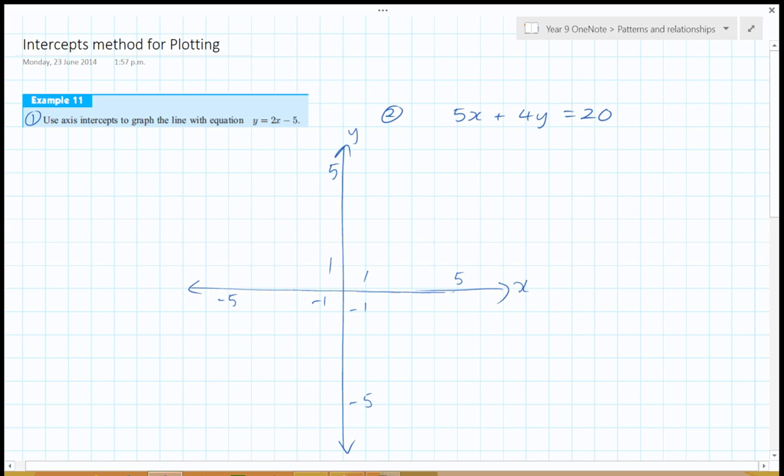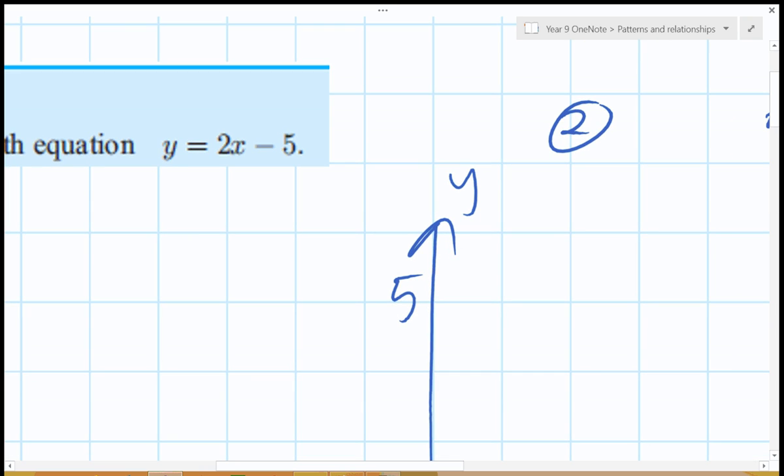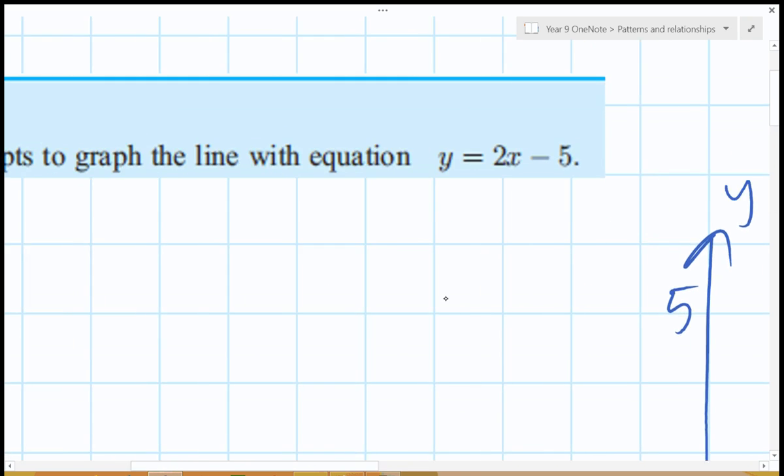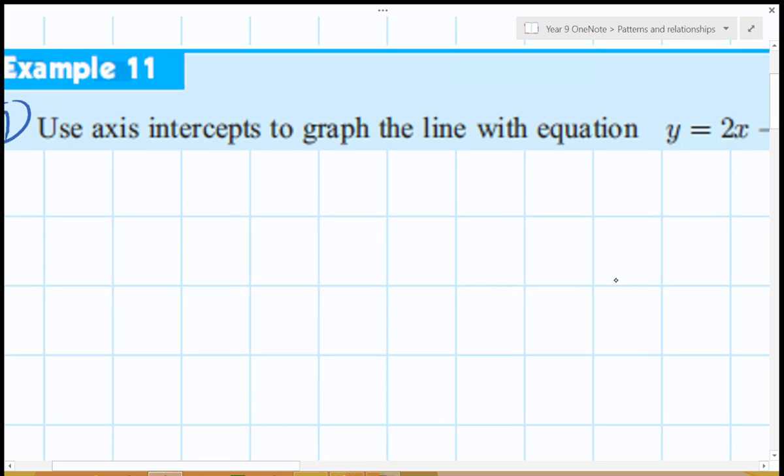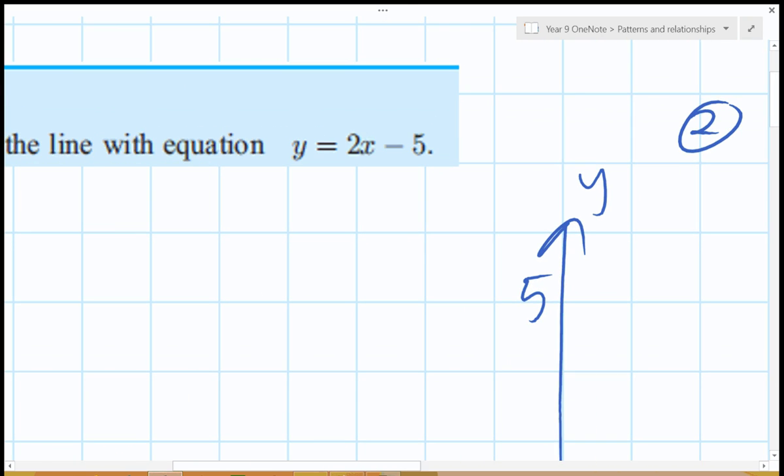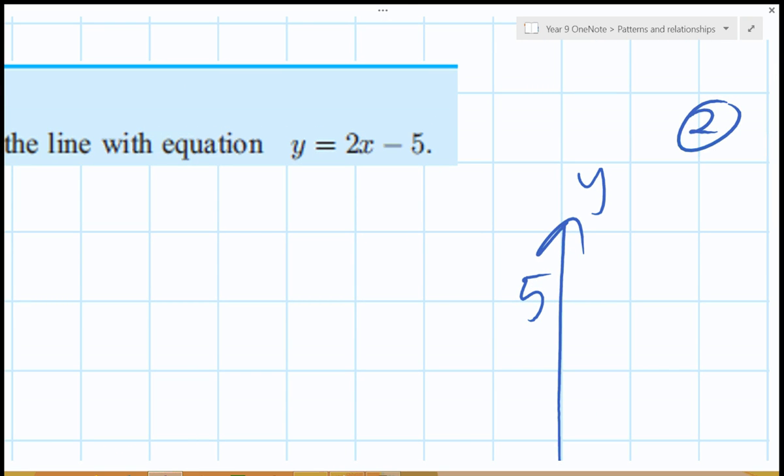Okay. So looking at this first question here, we've been asked to plot this, but it's asking us to use intercepts to do that. What it means is instead of using gradient and y-intercept, we're going to find where it crosses the y-axis and where it crosses the x-axis. And the way we do that is by covering up one of the variables.